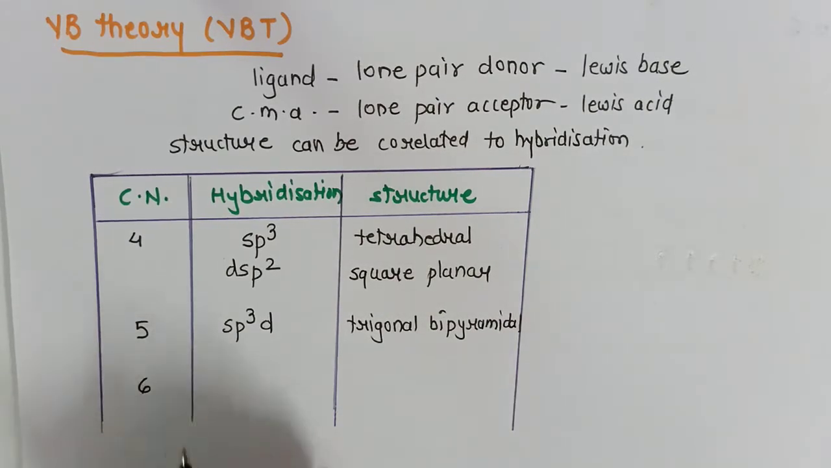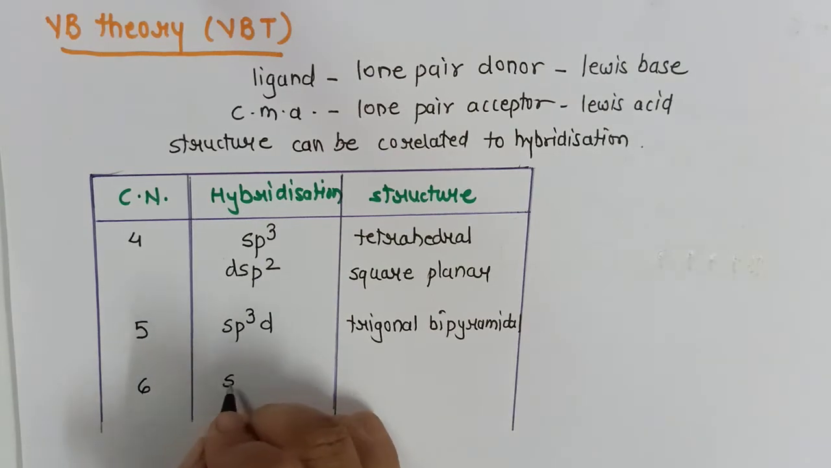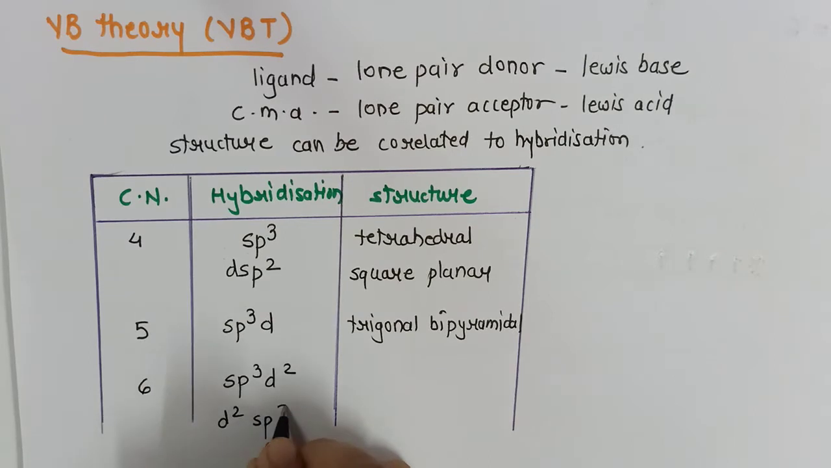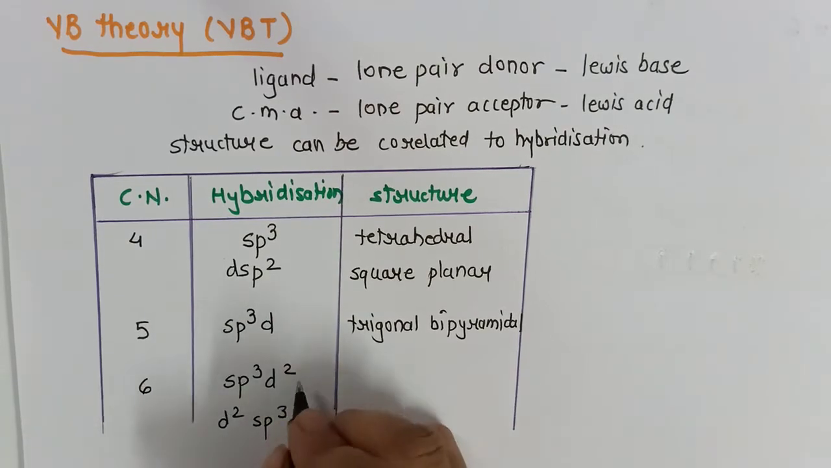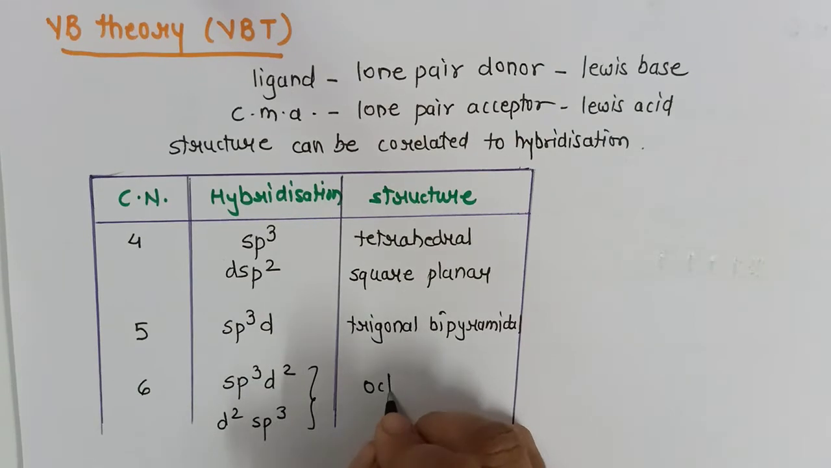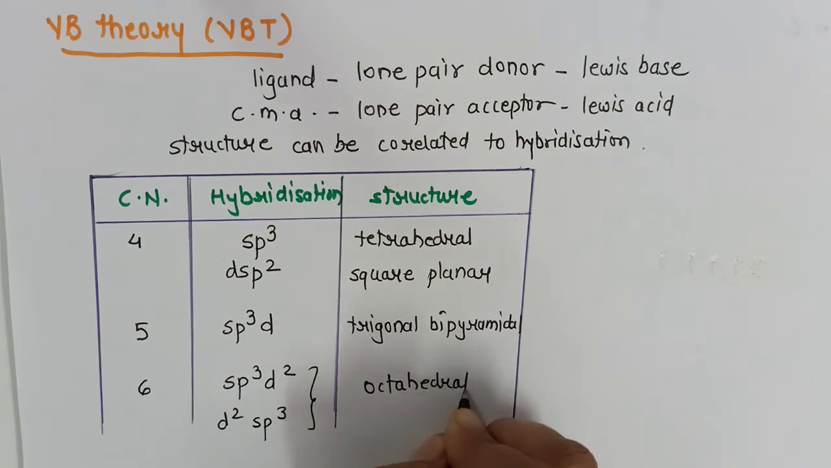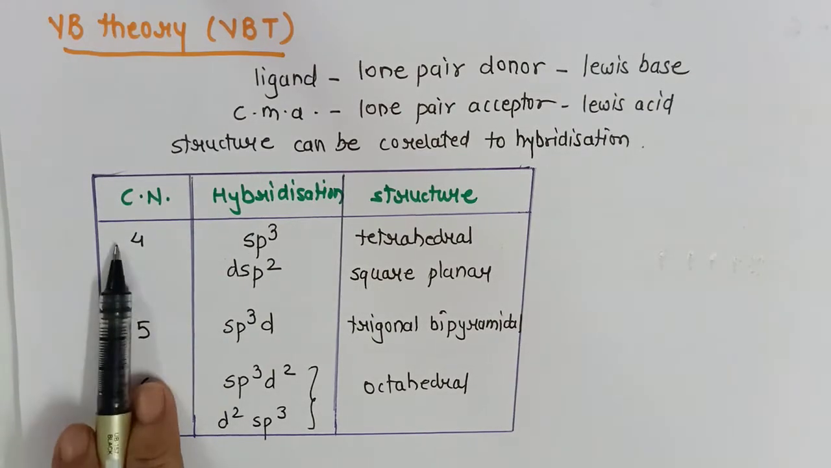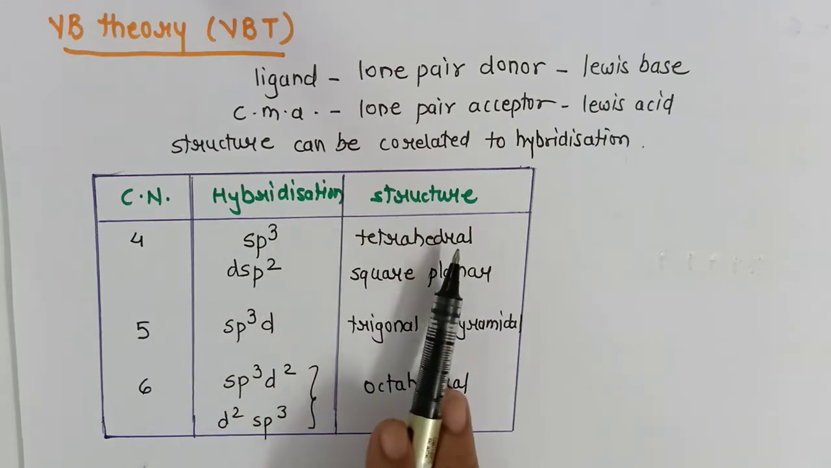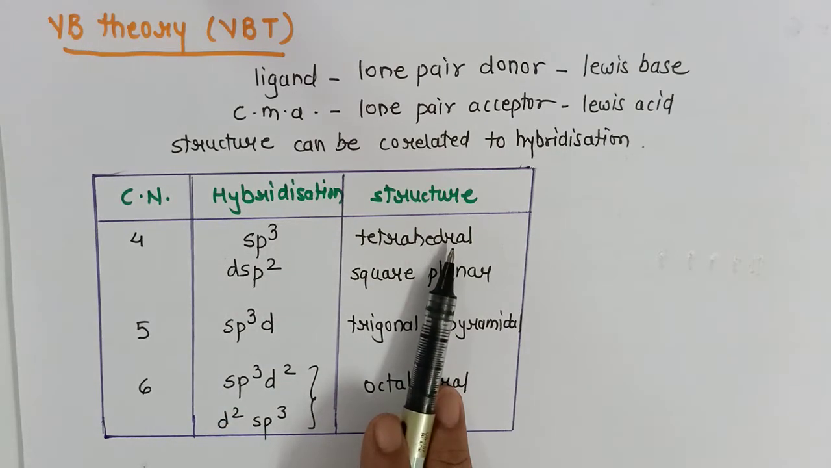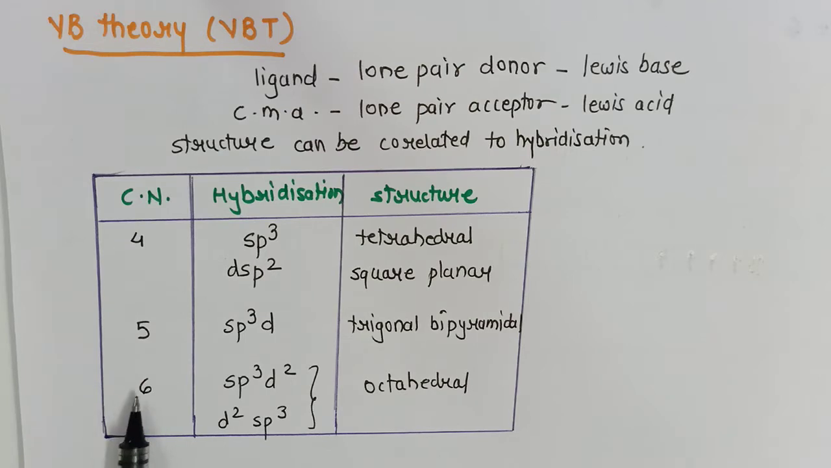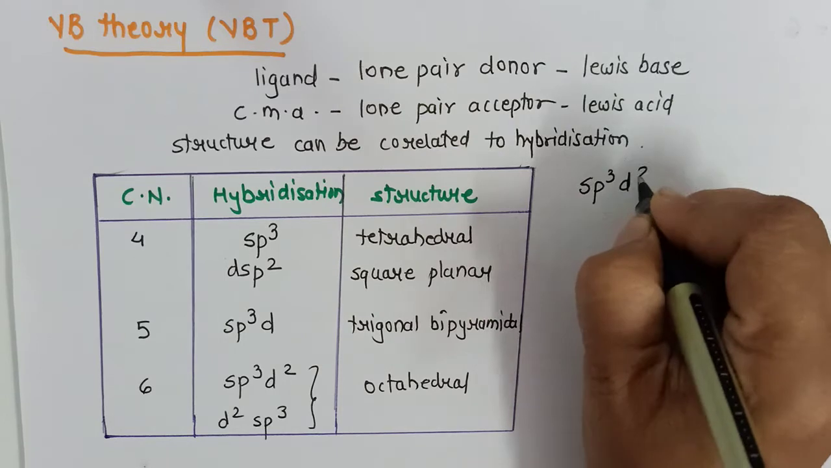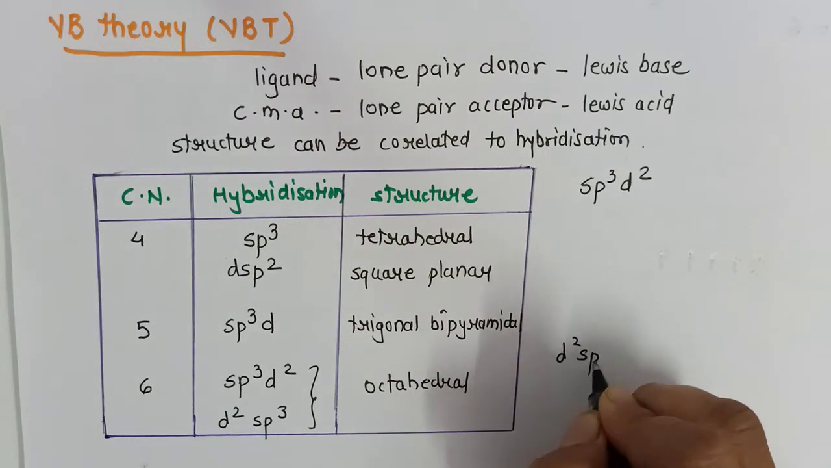If the coordination number is 6, then there are two types of conditions possible, sp3d2 or d2sp3. Now in both cases, the structure exhibited will be octahedral. You have to learn this table, the coordination number, then which type of hybridization it can show, and which type of structure it can exhibit. Our main focus will be on this number 6. There is a difference between sp3d2 and d2sp3 hybridization.